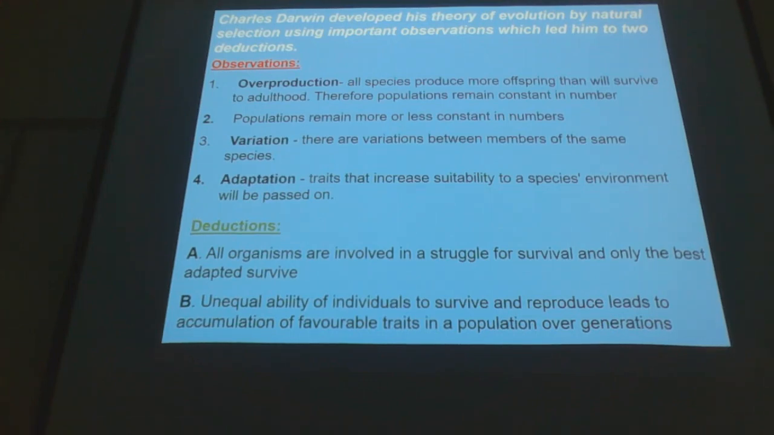Whenever a certain environmental pressure comes into play, can I consider an environmental selective factor a virus, a pathogen? Yes. Or a climatic change, okay? They're all examples. So there is variation among the individuals of a population of the same species, and adaptation. So the traits, the genes that increase the suitability to a particular environment are the ones that survive in the species and they're going to be passed on.